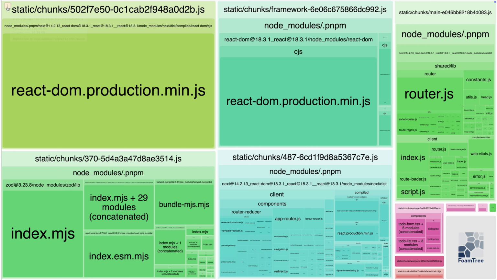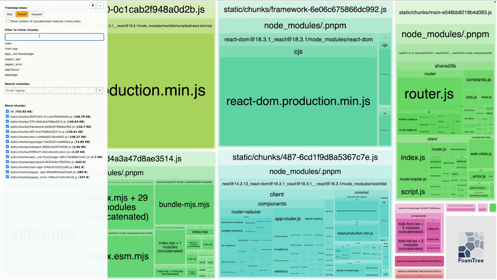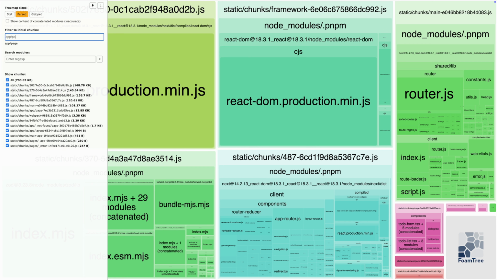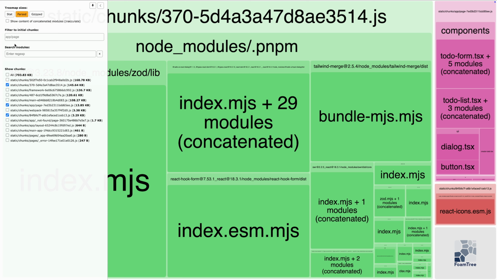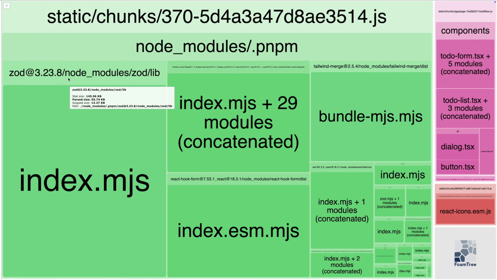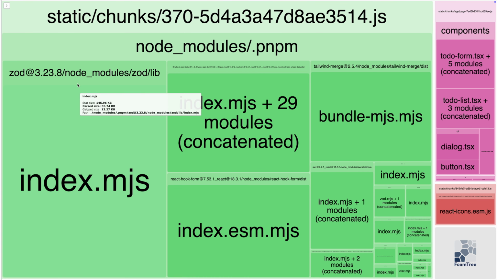Now at the top left side of the screen, you can see this arrow. I can click on this to open the sidebar. And then in this filter to initial chunks, I want to check all the chunks that are associated with the home page. So I'm going to choose that. And then we can see all of the chunks that are associated with the home page.